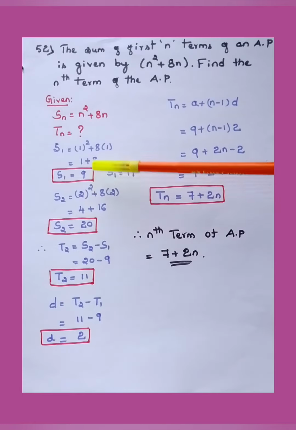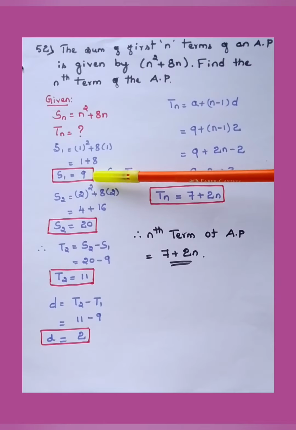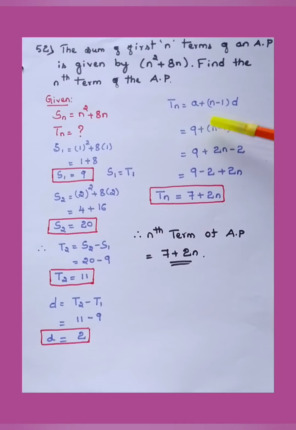What is a value? a value is nothing but the first term, T1, that is nothing but 9. Substitute these two values here. Tn is equal to a plus n minus 1 into d. So 9 plus n minus 1 into 2. On rearranging or solving this, you get the answer as 7 plus 2n. Tn value is equal to 7 plus 2n. Therefore, the nth term of AP is 7 plus 2n.